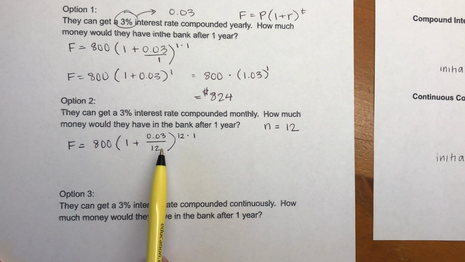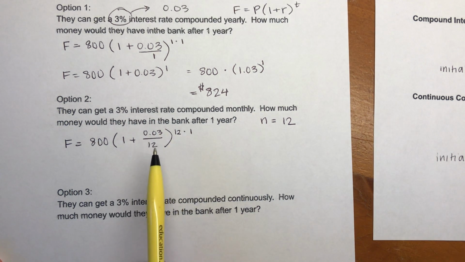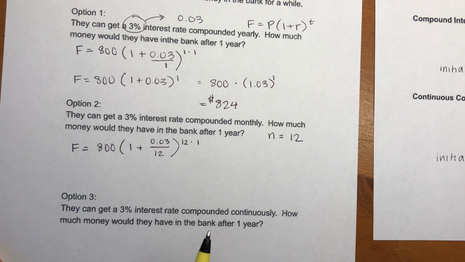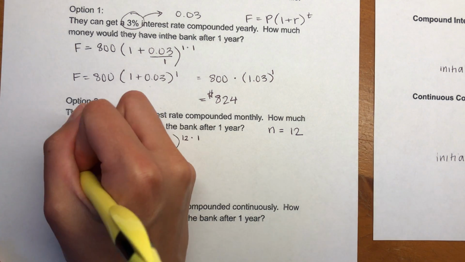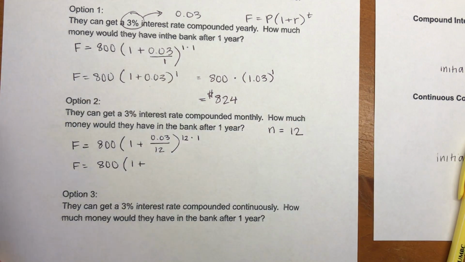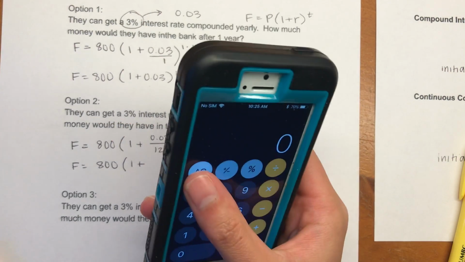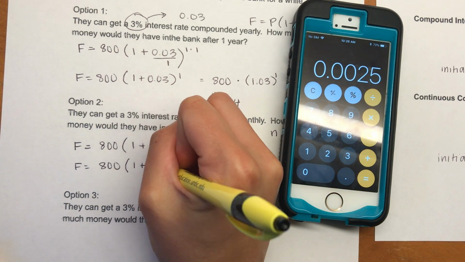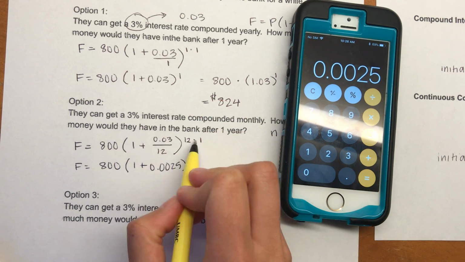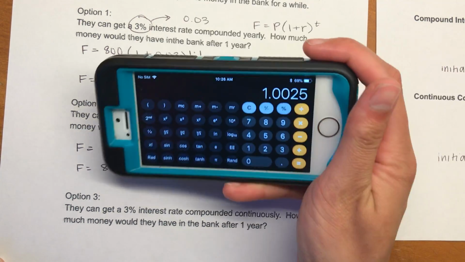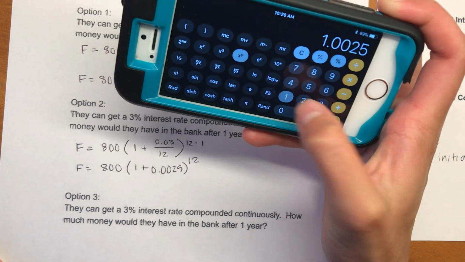So I'm substituting in my P, my R, my N, and my T, because my T is 1 year. Okay, now I'm going to calculate this value. So F equals 800 times 1 plus, I'm going to need to use my calculator again, so 0.03 divided by 12 is 0.0025, to the 12 times 1 is 12. Okay, so this plus 1, and I'm going to say this is to the 12th power because we know that exponent's going to go to the 12th power.